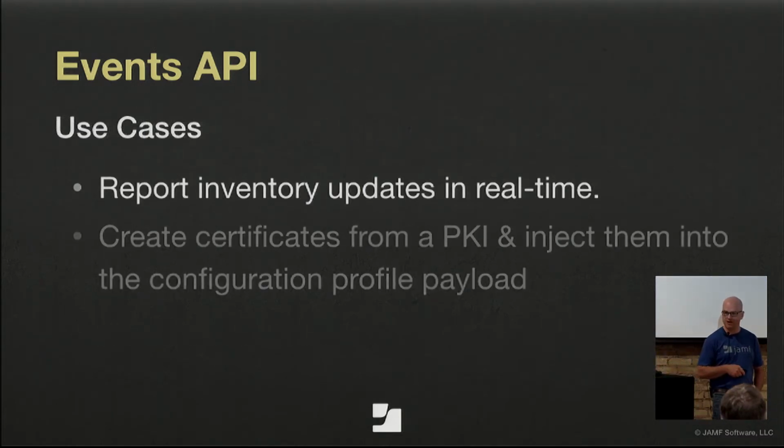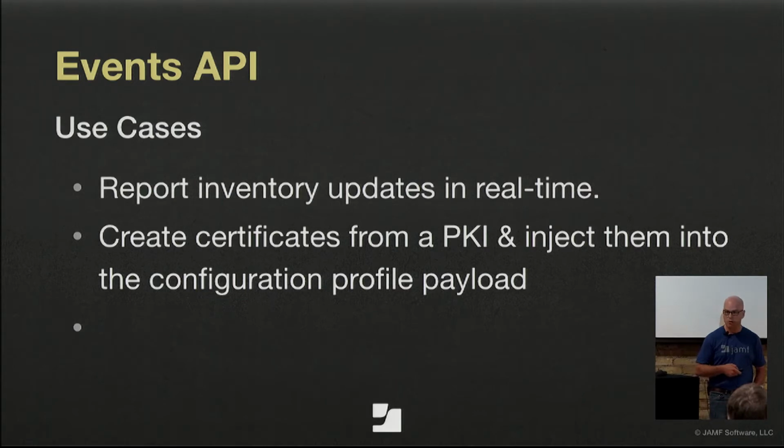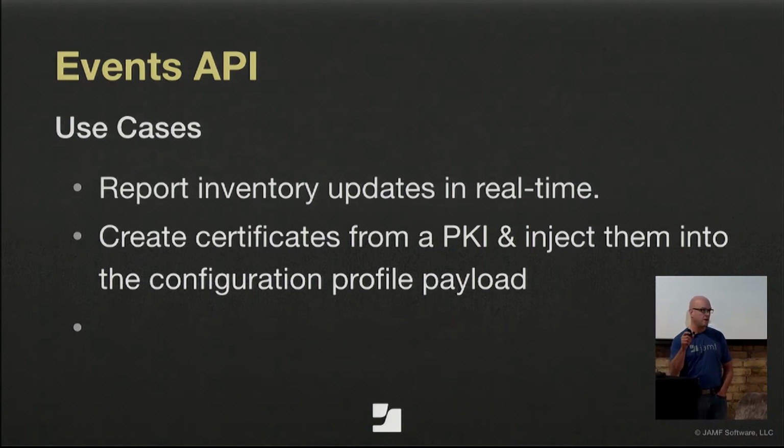Some particular use cases: maybe you want to report inventory to another system in real time, so when an inventory update comes through for a mobile device or computer, you can send that off to an asset management solution. Or another solution that we've worked on in the past is being able to create certificates from a PKI authority on the fly and then embedding them in a configuration profile for the administrator, before that profile gets pushed down to the mobile device. So it saves that JSS administrator the extra step of having to go and manually get that certificate.